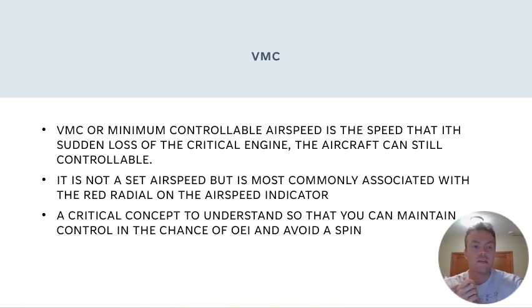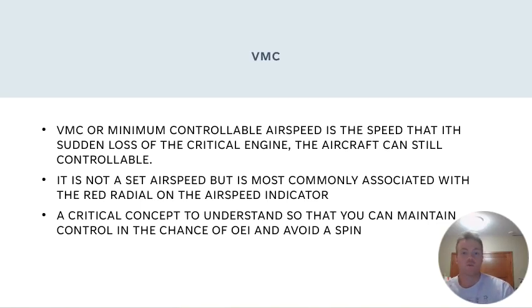So what is VMC? VMC, or the minimum controllable airspeed, is the airspeed at which, with a sudden loss of the critical engine, the aircraft can still be controllable. Meaning that once you lose your critical engine, working off of one engine, you are still able to maintain zero sideslip and not have the aircraft's left turning tendencies from one engine overpower the aircraft, entering a spin.